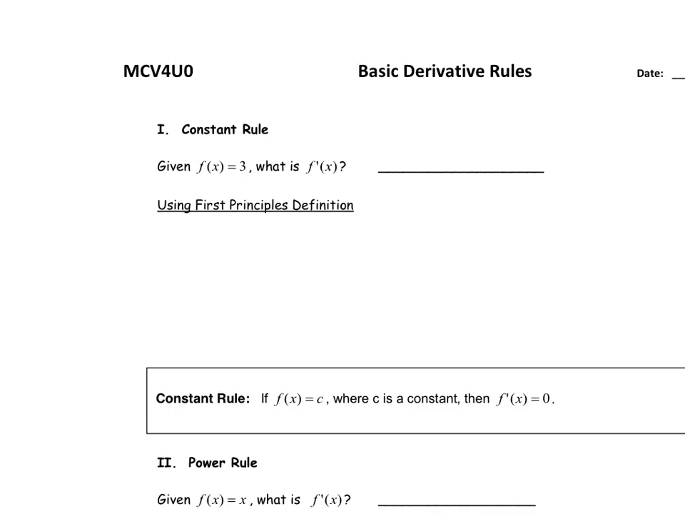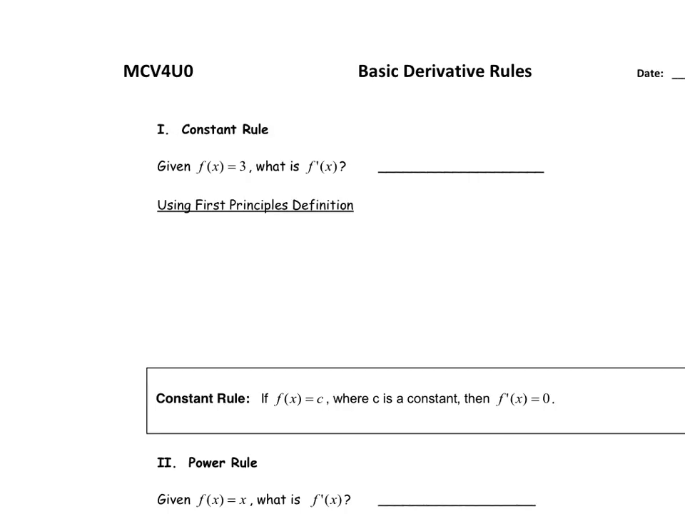Today we're going to learn about the basic derivative rules. So far we've been finding derivatives using first principles and limits, and today we're going to take a look at rules so that we don't have to do that anymore and can just use these rules to find the derivative. The first one we're going to take a look at is the constant rule.